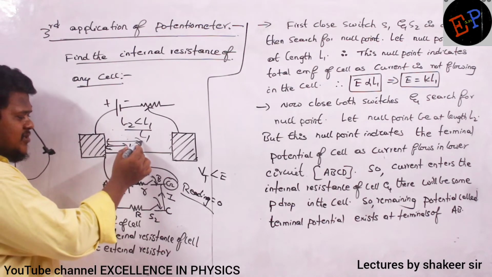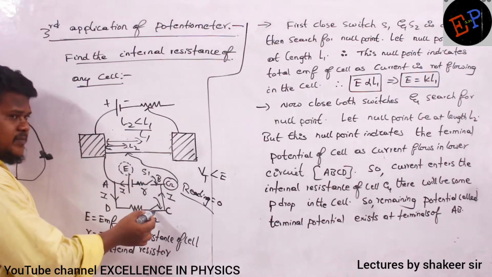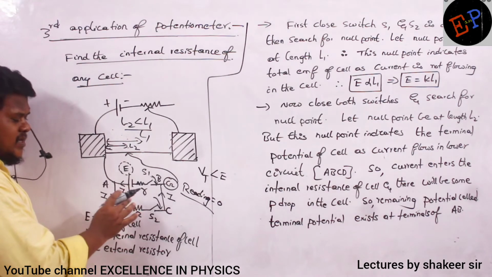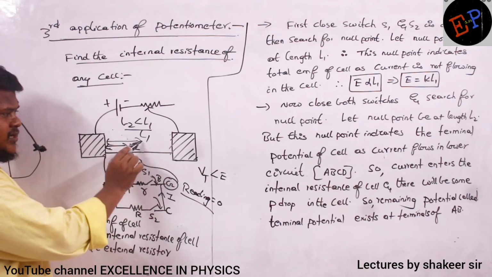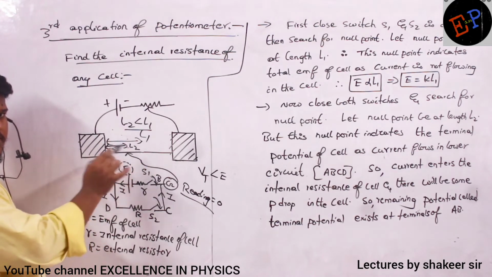In the first condition, only S1 was closed, S2 was open. So current is not flowing. If current is not flowing, total EMF is present as it is. So the balancing length was greater.